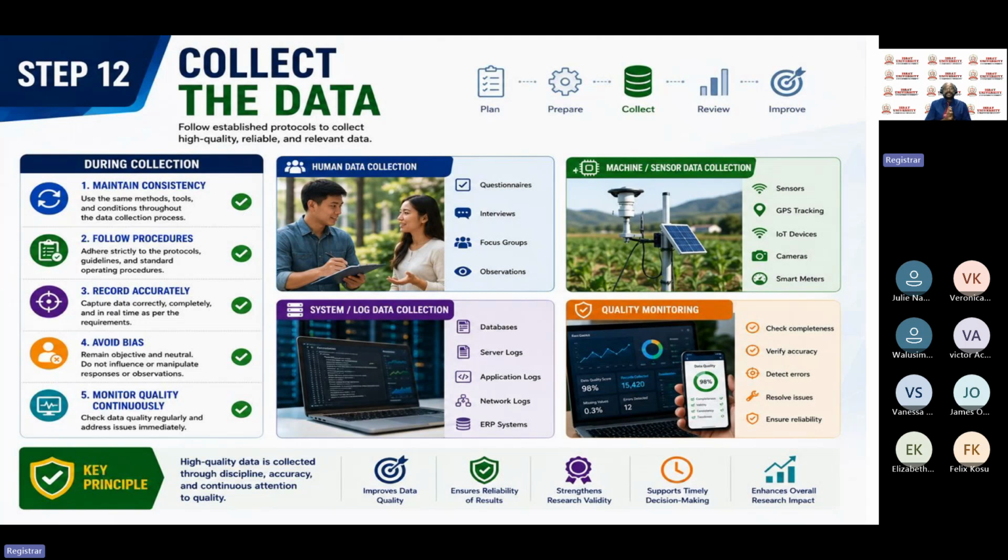But we cannot 100% guarantee that human beings will give you proper data, because masking will be there. Purposefully, they may hide things, but sensors will not do that. But the problem with all these machines is that we always have to make sure they are working properly. So that is why with sensors, GPS trackers, IoT devices, cameras, smart meters, and system logs, the server logs, application logs, you have to make sure it is working properly.